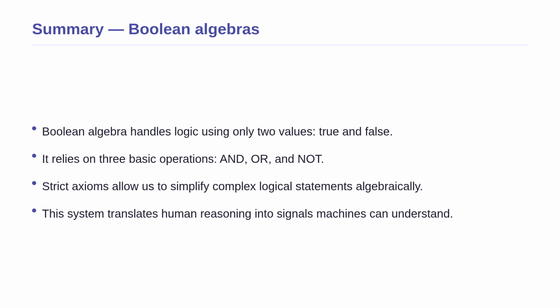To wrap up our lecture, let us review the key takeaways. First, Boolean algebra is a specialized mathematical system designed to handle logic using only two values, true and false. Second, it relies on three basic operations, which are AND, OR, and NOT, along with a strict set of axioms. Finally, this system proves that human reasoning can be calculated just like numbers.